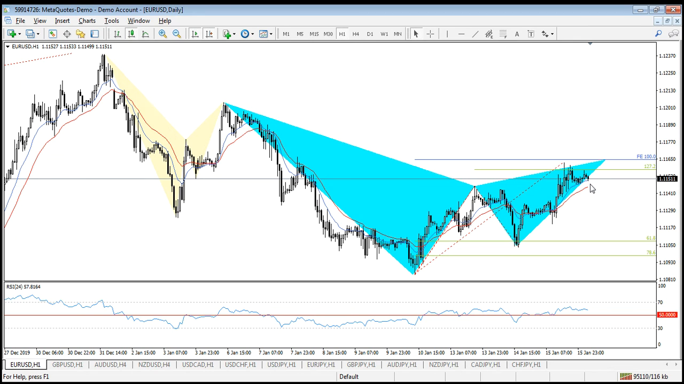So this is about the bullish as well as the bearish scenario, and today London session will really be crucial for EUR/USD. So that's all about EUR/USD.